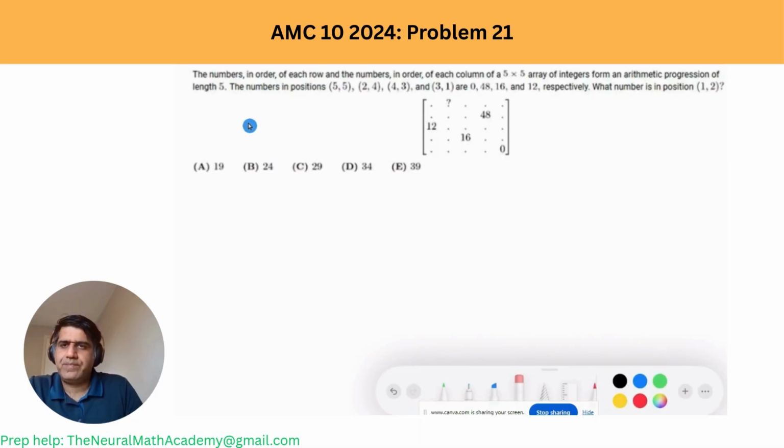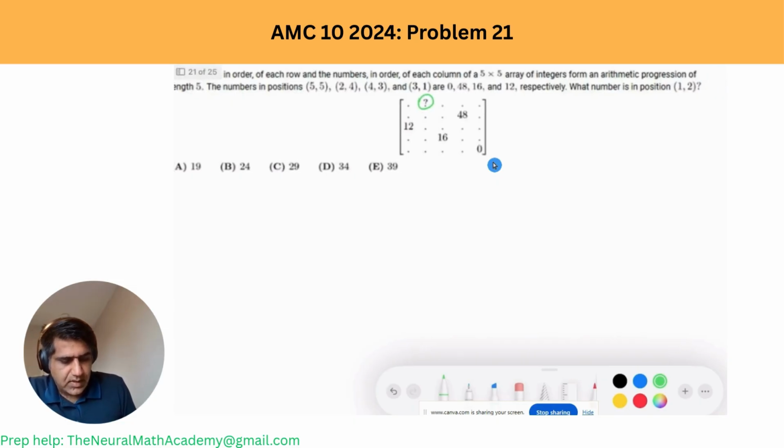Problem 21, where we are given that the numbers of each row and numbers of each column of a 5 by 5 array of integers form an arithmetic progression of length 5. The numbers in some positions are given, and we have to find the number in position 1, 2. We are given a very important piece of information that this is an arithmetic progression.